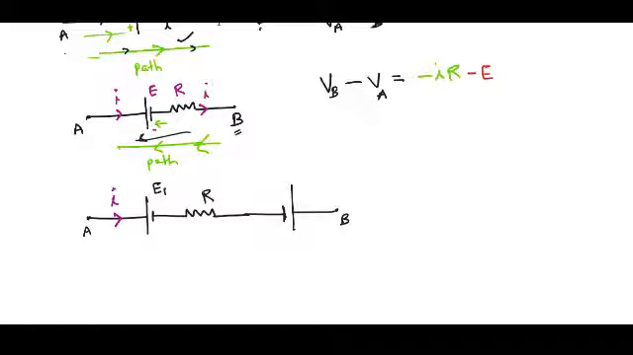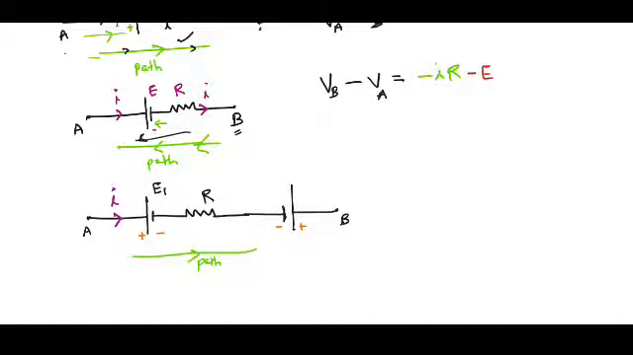Now, if I write the polarity of the batteries, this is positive and this is negative, this is negative and this is positive. Then I have to write the equation for the voltage. First, we have to consider the path. This is the path I choose.